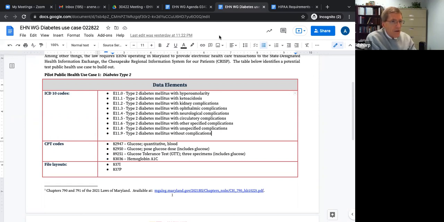Hey there, Dr. Kinder, can you react? Do you believe that these data elements would be sufficient enough for us to be able to test the flow of data on type 2 diabetes, or would you say there are other ICD-10 codes, either more or less, that we should consider here?